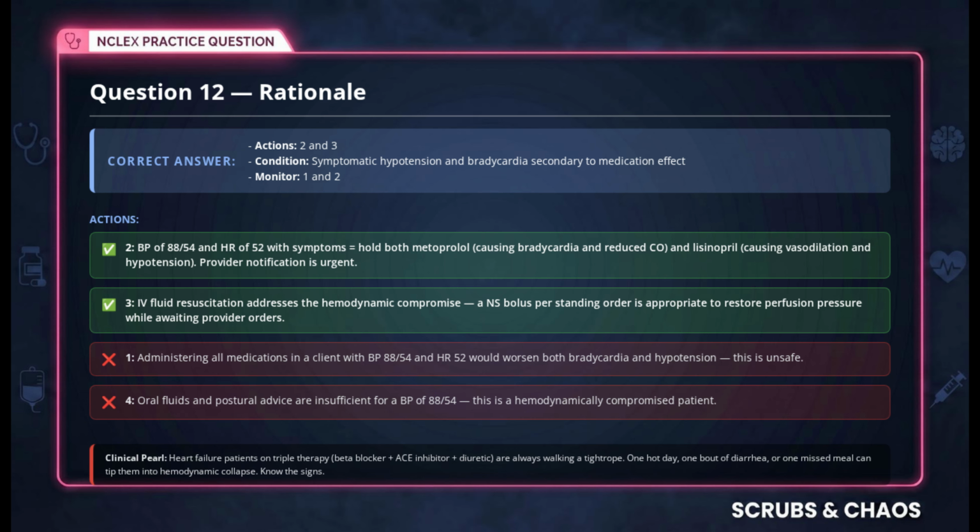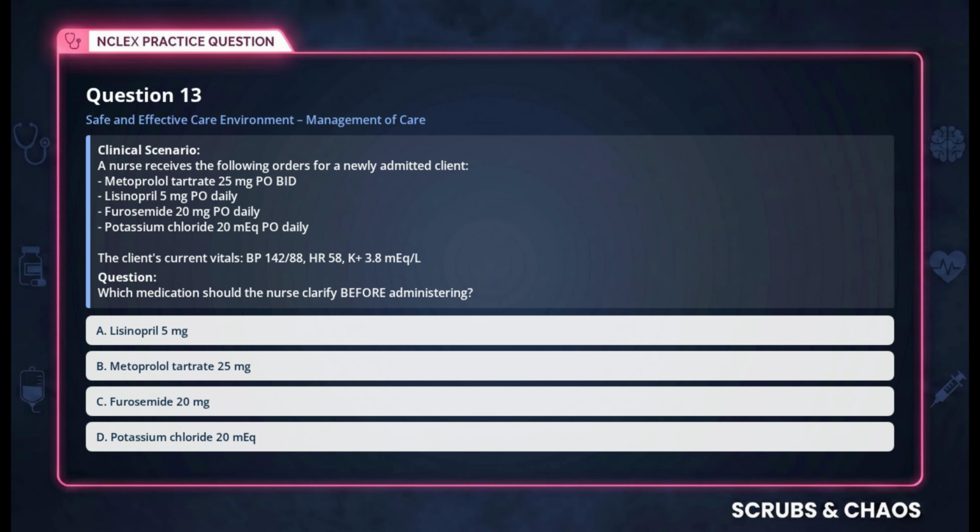Here's why. A BP of 88/54 is hypotensive with symptoms. Heart rate 52 with cold extremities. The beta blocker is overcorrecting. Creatinine at 1.8 is climbing. Potassium at 3.1 is dropping from the furosemide. You hold the medications causing the problem. You fill the tank. You watch the trends. That is the answer.